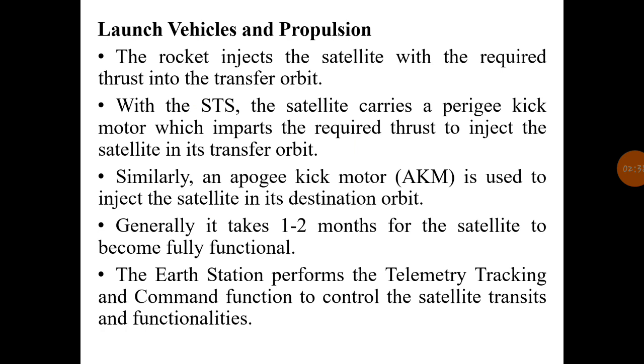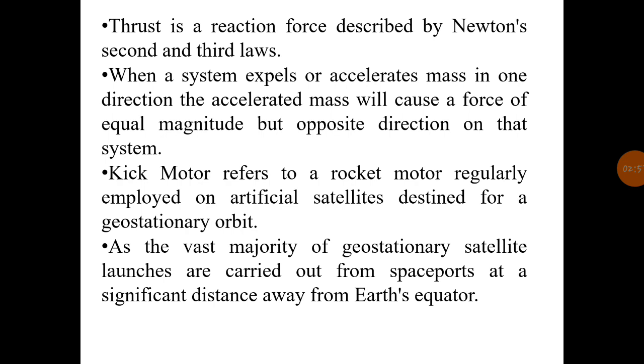Similarly, a kick motor is used to inject the satellite into its destination orbit. Generally, it takes 1 to 2 months for the satellite to become fully functional. The Earth station performs the telemetry, tracking and command function to control the satellite and system. Thrust is the reaction force described by Newton's second and third laws. Kick motor refers to the rocket motor regularly employed on artificial satellites destined for the geostationary orbit.